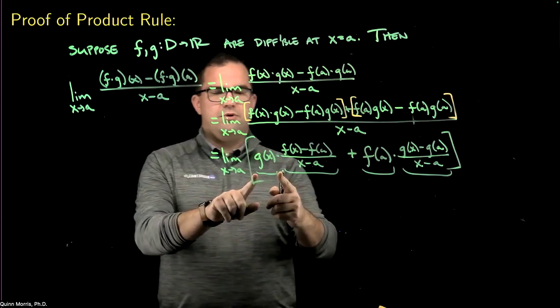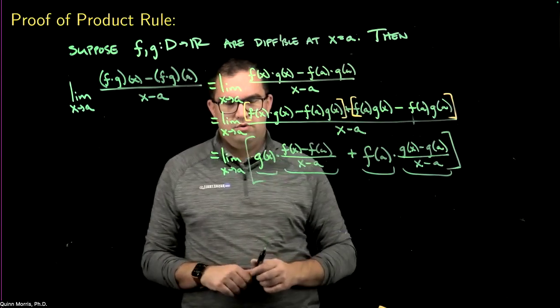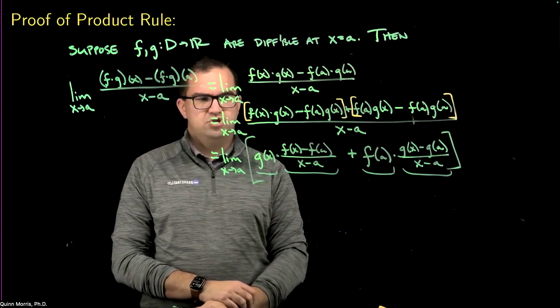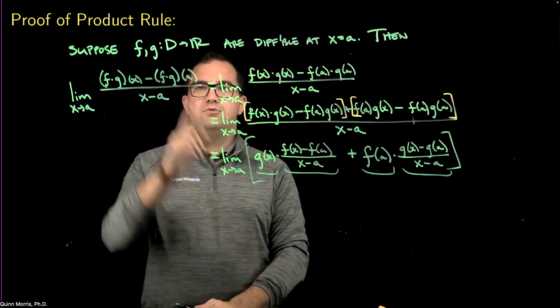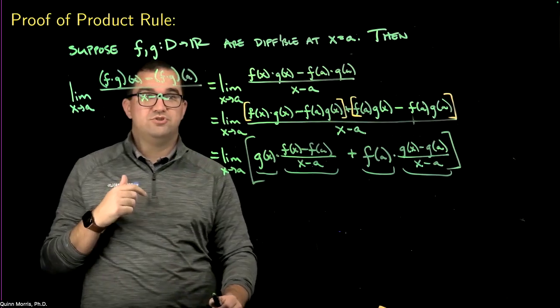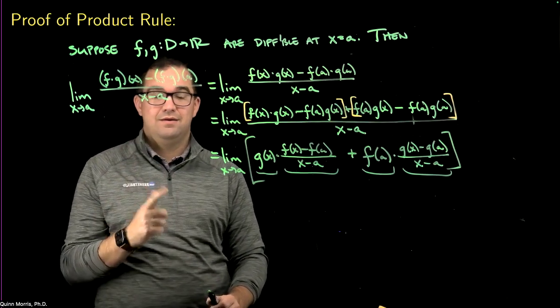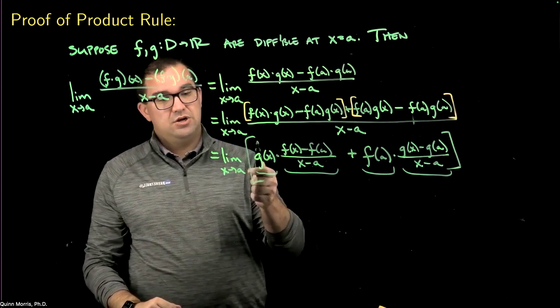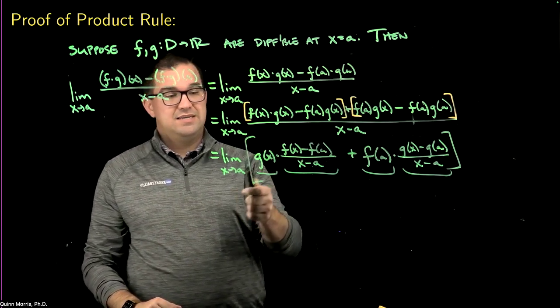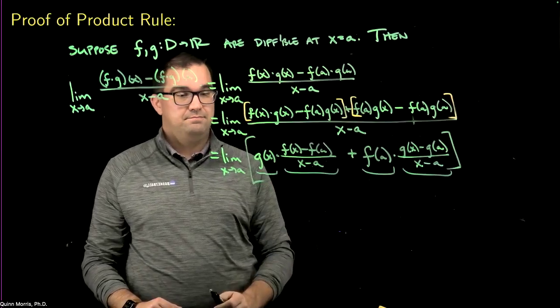Now, the limit as x approaches a of this piece requires a little more thought. So this is actually going to be just about g. Well, what do I know? I know g is differentiable at x equals a, and we just proved that if g is differentiable at a, then it has to be continuous at a. So since this is continuous at a, the limit as x approaches a of g of x must exist, and it must be g of a.